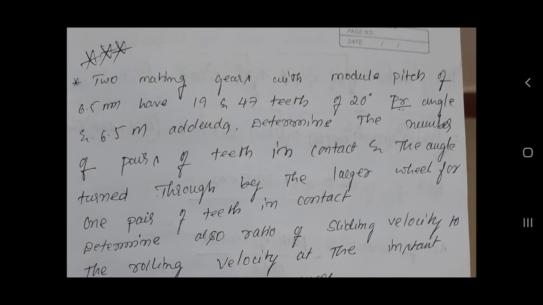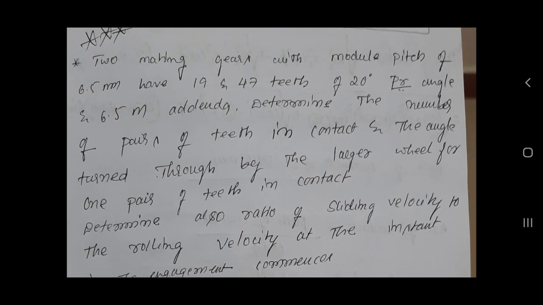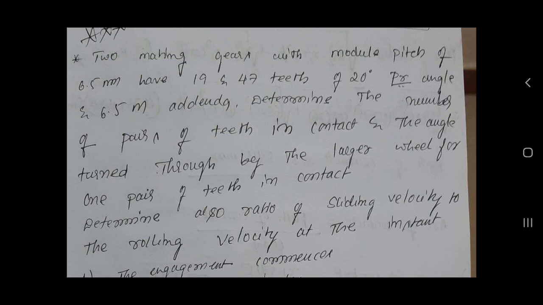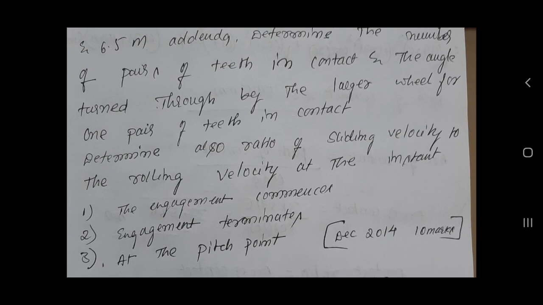Two mating gears with a module pitch of 6.5 millimeter have 19 and 47 teeth of 20-degree pressure angle, and the addendum is 6.5 mm. Determine the number of pairs of teeth in contact and the angle turned through by the larger wheel for one pair of teeth in contact. Also determine the ratio of sliding velocity to the rolling velocity at the instant.